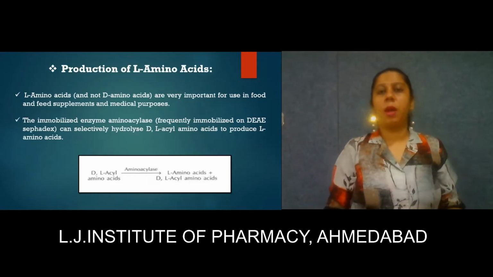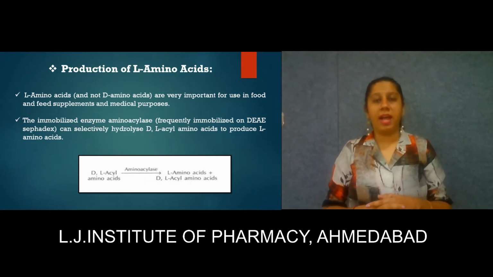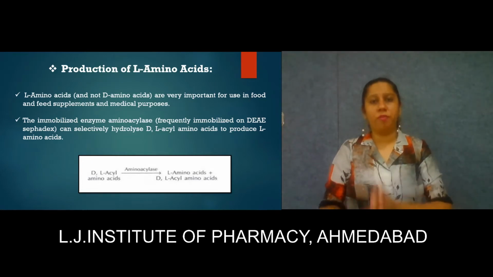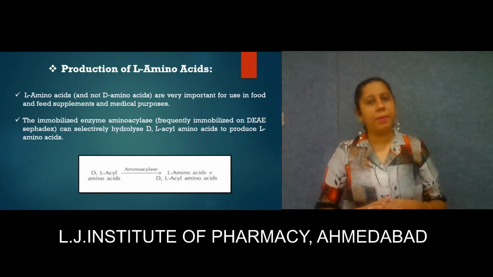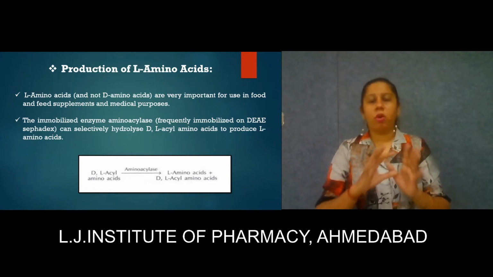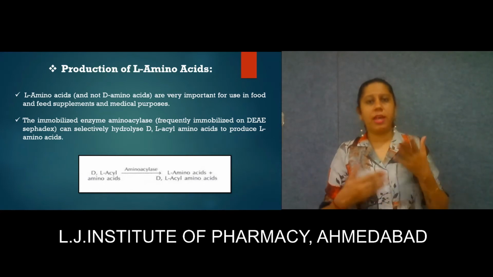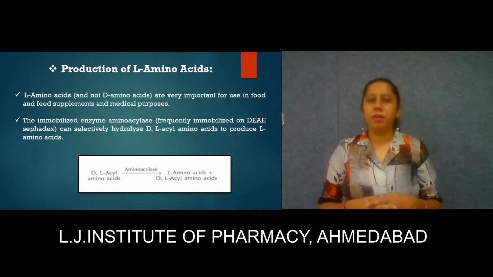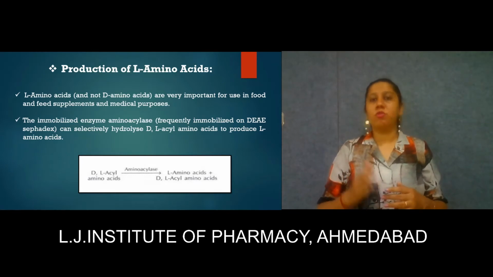So the first major application of immobilized enzymes is in the production of L-amino acids. As we know, amino acids have two forms, D and L amino acids, of which only L amino acids are the ones which are most important in food supplements and in medical purposes. So it is very important to separate or to obtain L amino acids from the DL amino acids. So this is done with the help of the enzyme amino acylase, which is immobilized on Sephadex and can selectively hydrolyze DL amino acids to produce L amino acids.